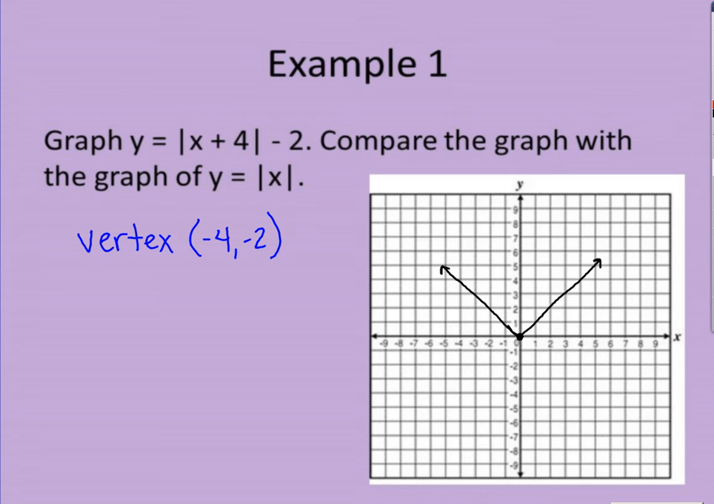So to graph the new function, we're going to go to the point of negative 4, negative 2, and we're going to put our vertex. Our slope is going to stay the same. So our slope on the left side will still be negative 1, and the slope on the right side will be a positive 1.